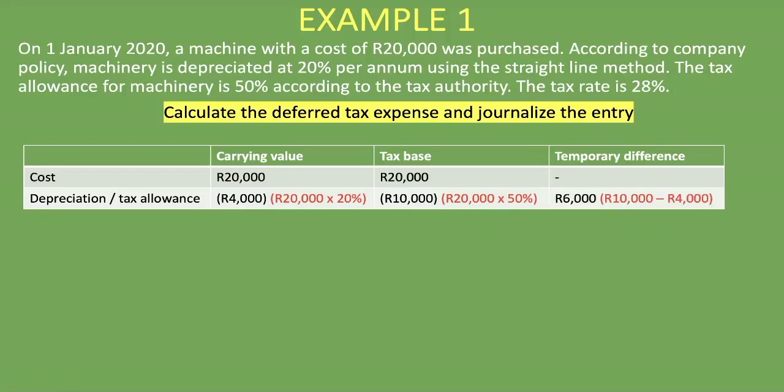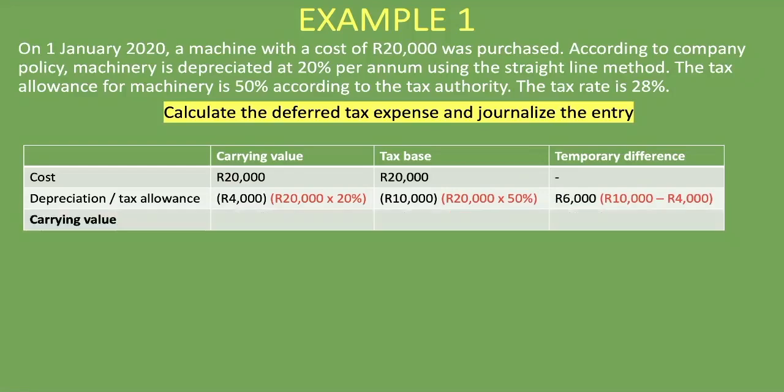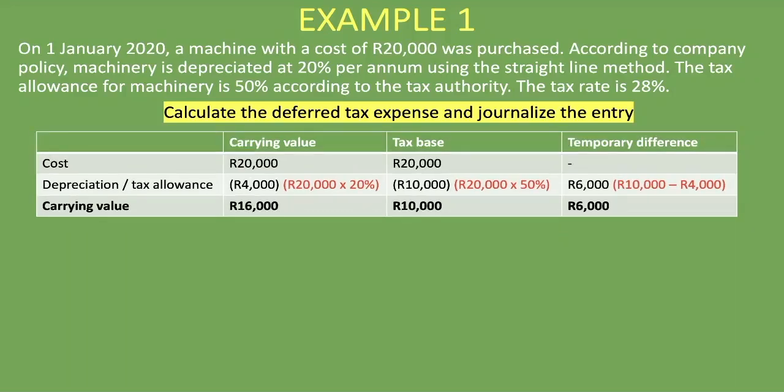And then what is the carrying value of the asset at the end of the period? Well, we'll have the 20,000 Rand minus the 4,000 Rand to get the carrying value, and it's 16,000 Rand. And the tax base is going to be the 20,000 Rand minus 10,000 Rand, which is going to give us 10,000 Rand. And what is our temporary difference there? Well, it's the 16,000 minus the 10,000, and it will also give us the 6,000 Rand.